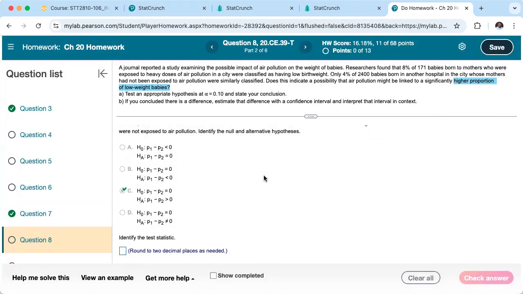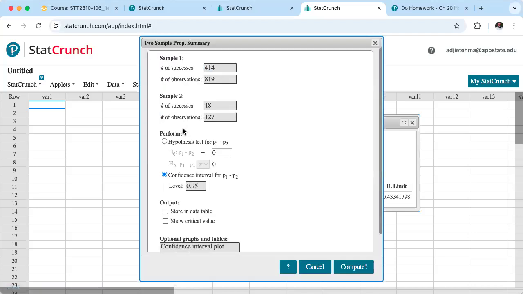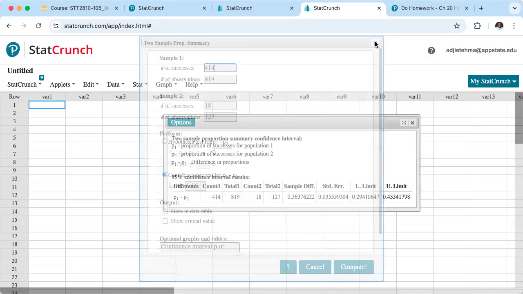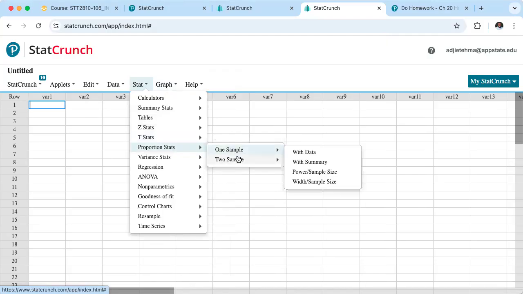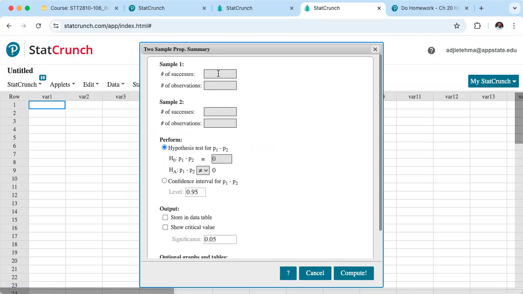And then now we want to compute the test statistic. So let's try to compute the test statistic using StatCrunch. Let me start all over again. So stats, proportion stats, 2 samples with summary. Here, N1 is 171, and then here is 0.08 times 171. N2 is 2,400, and then X2 is 0.04 times 2,400. And then the hypothesis here should be what? Greater than. You have to make sure you input the hypothesis correctly. So here is greater than. And then let's hit compute.